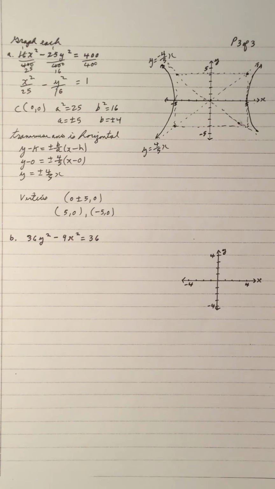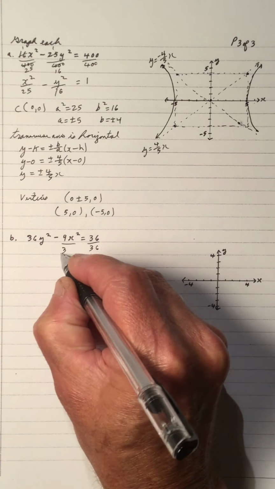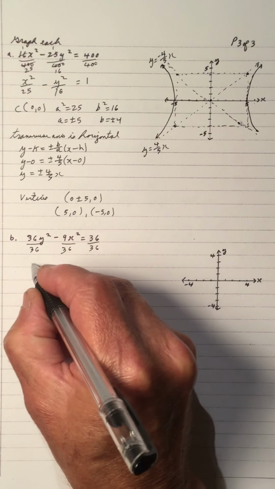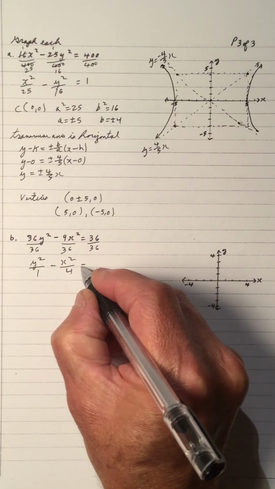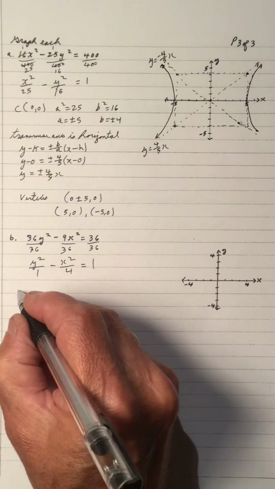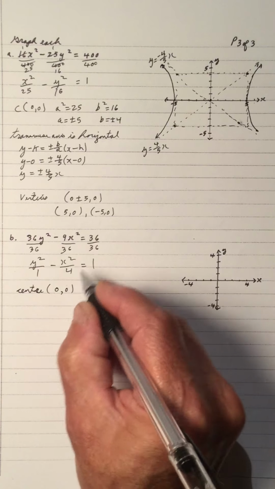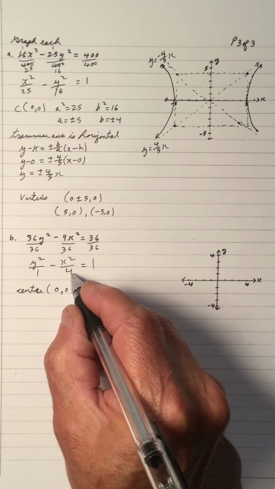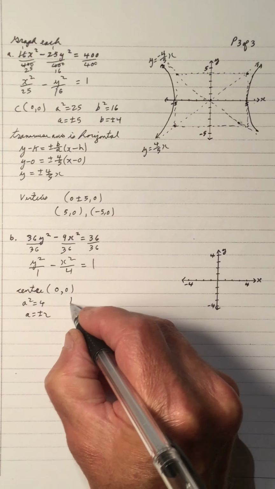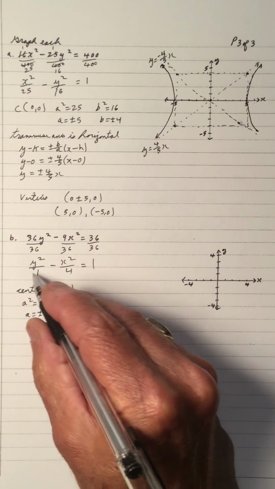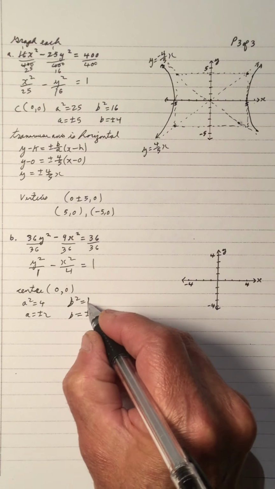So that's graphing with the general form. Another one to do: we'll divide by 36 because we want the transformational form. So that gives us y squared over 1 minus x squared over 4 equals 1. And again, the center is (0, 0). A squared is 4, so A is plus or minus 2. B squared is 1, so B is plus or minus 1.